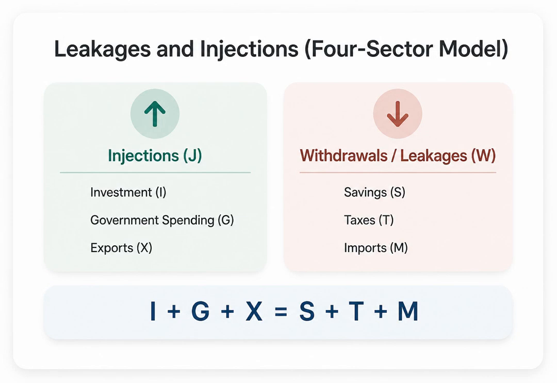We add the government and the foreign sector to make a four-sector model. Money enters the flow through injections: business investment, government spending, and exports. Money leaves the flow through leakages or withdrawals: savings, taxes, and imports. For the national income to be in equilibrium, total injections must exactly equal total leakages.